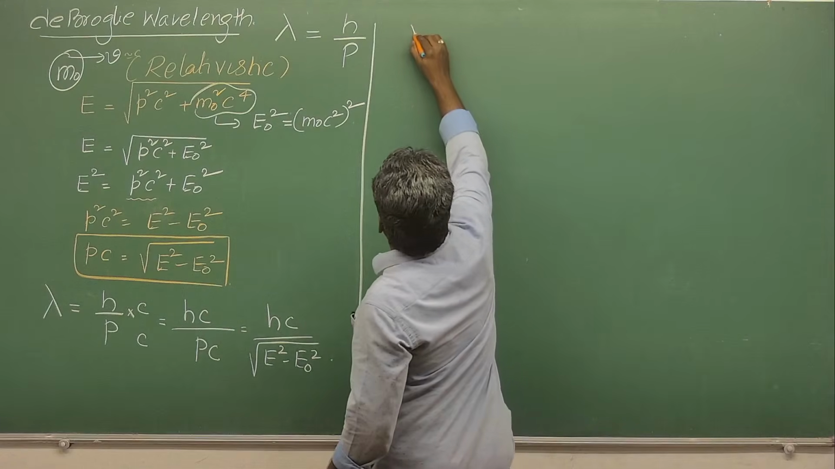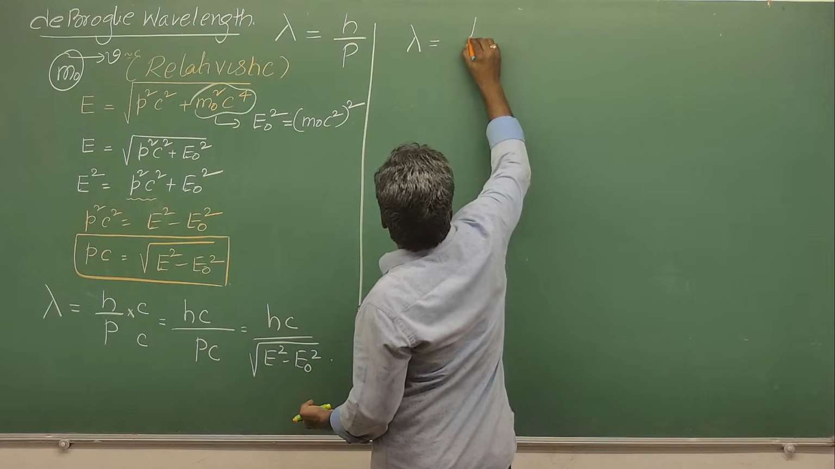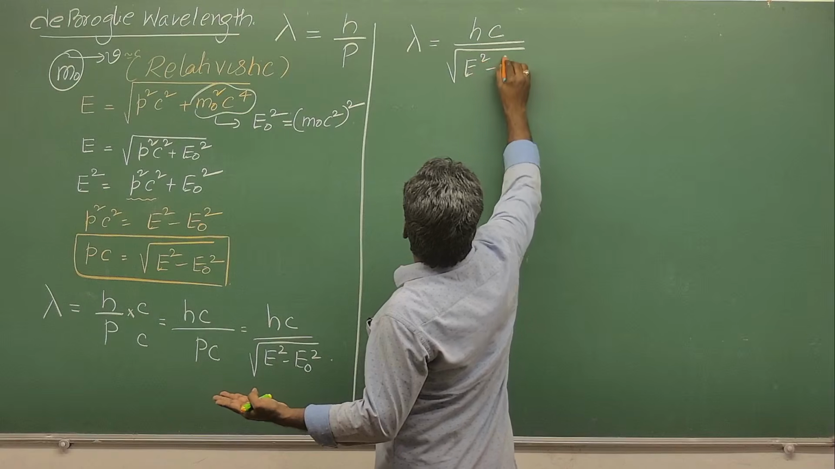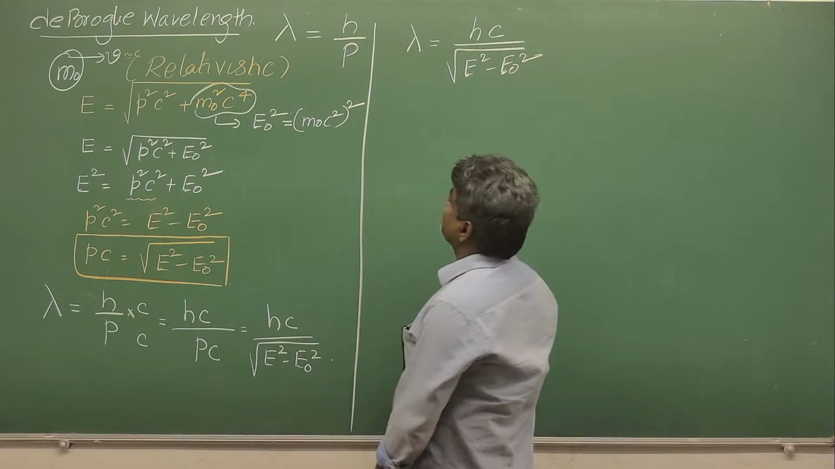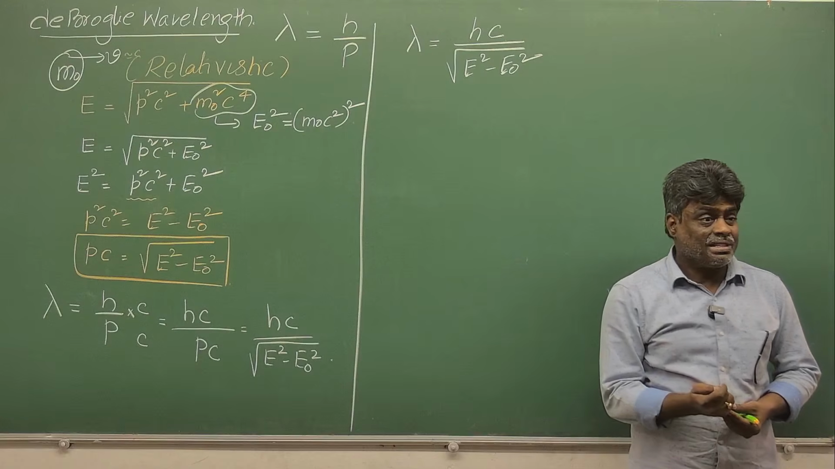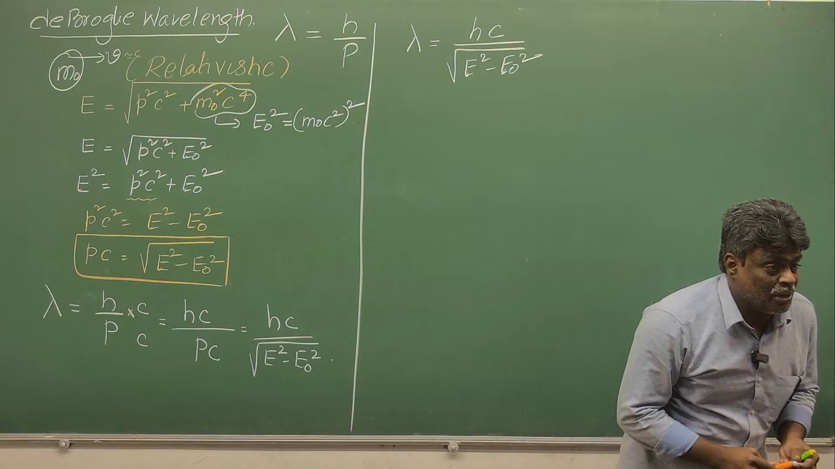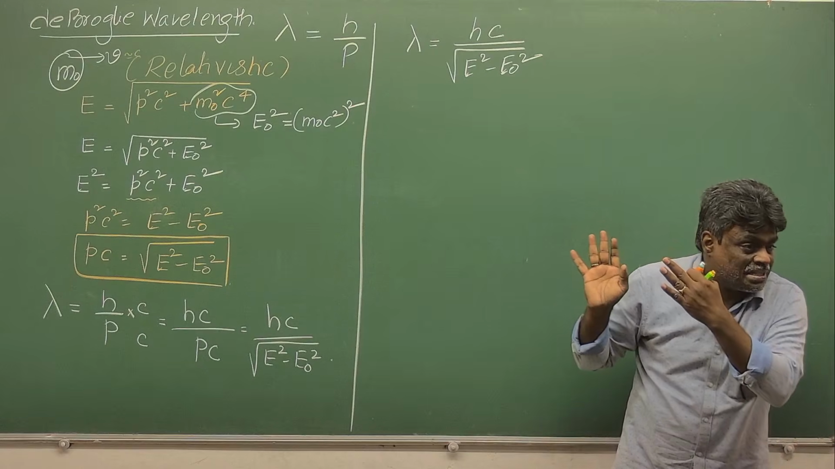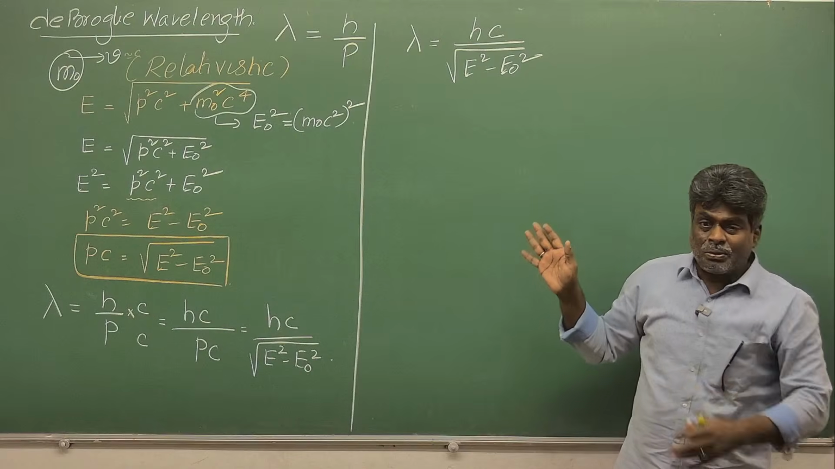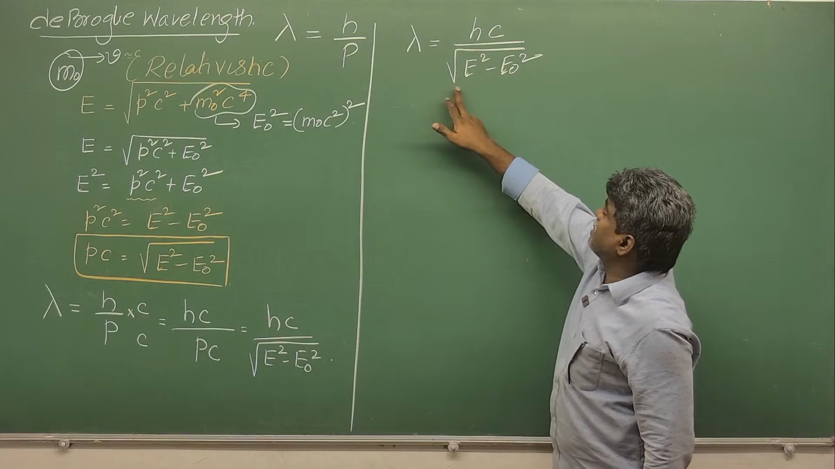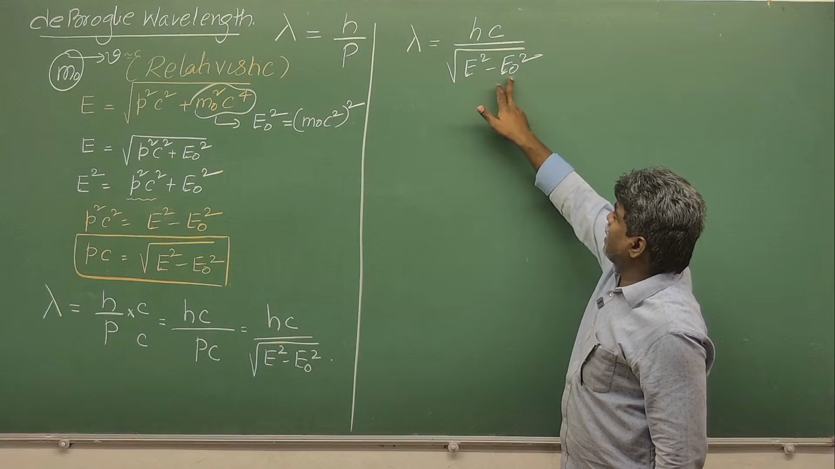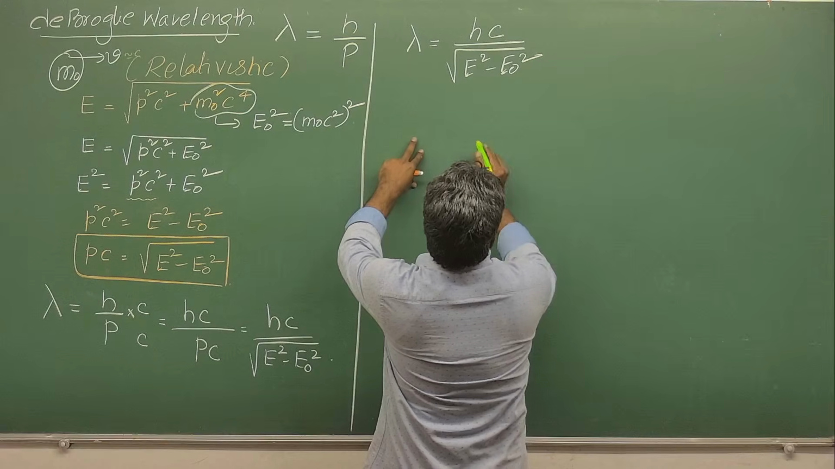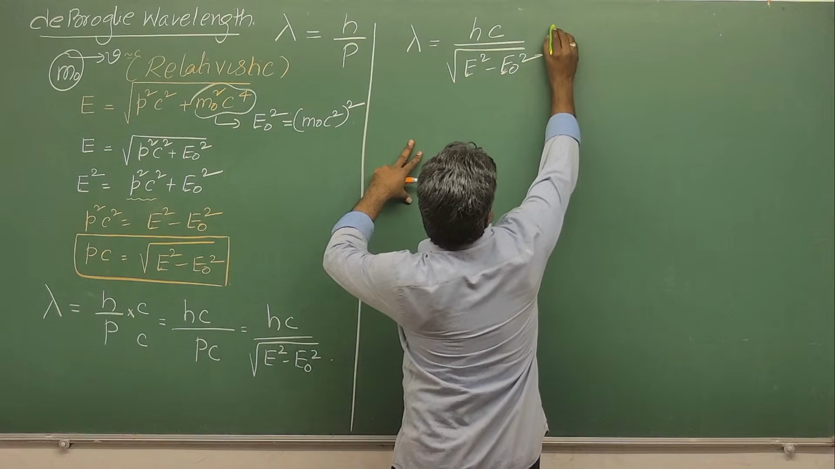Finally, lambda equal to hc by the square root of E square minus E0 square. This is the more generalized de Broglie wavelength for any particle. Any particle means here it is a relativistic particle. So lambda relativistic equals hc by the square root of E square minus E0 square. Wait a minute. Sometimes, don't forget.